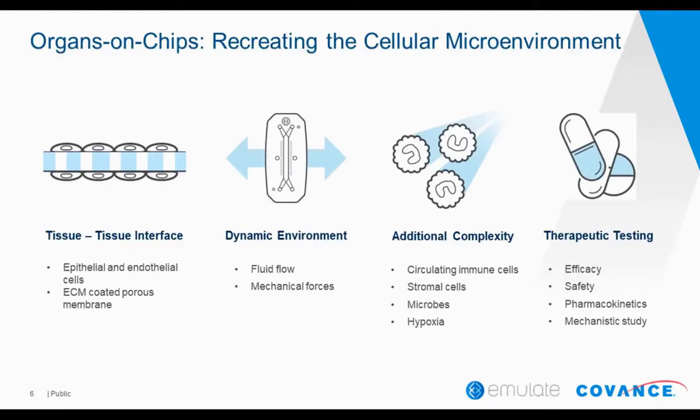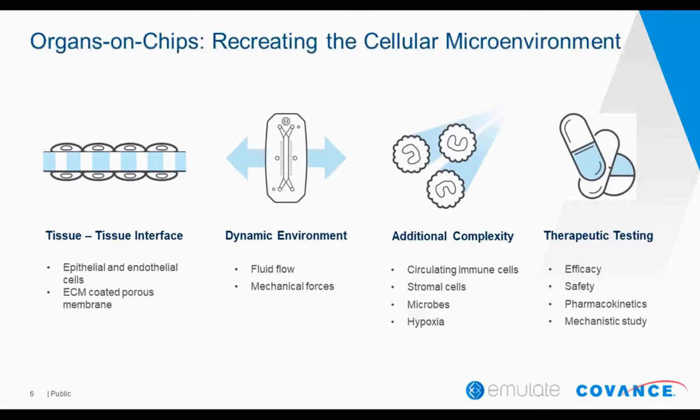Thank you so much, Steve, for the great overview. So from here, I will highlight how organs on chips can recreate the complex cellular microenvironment by combining different key components. So within the organ chip, we can build a tissue-tissue interface by establishing epithelium and endothelium layers on each channel. And the porous membrane, which can be coated with extracellular matrix, allows the cells to communicate.